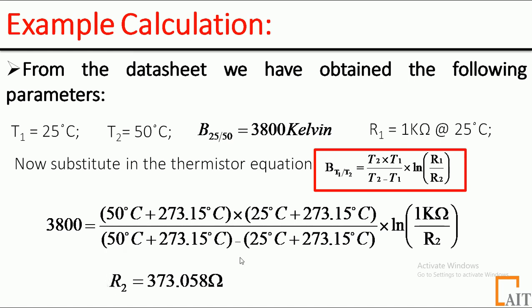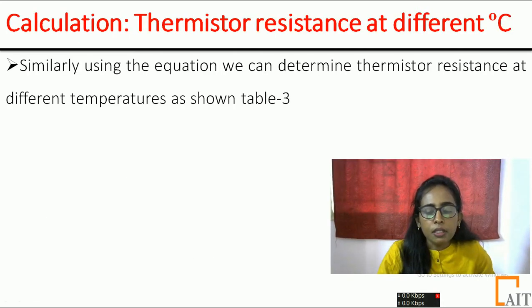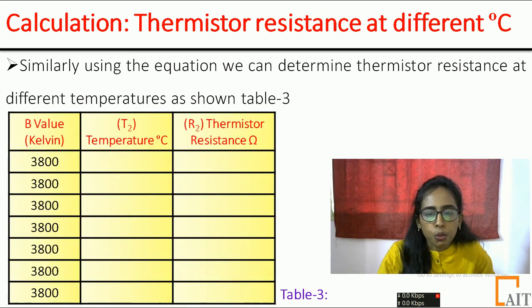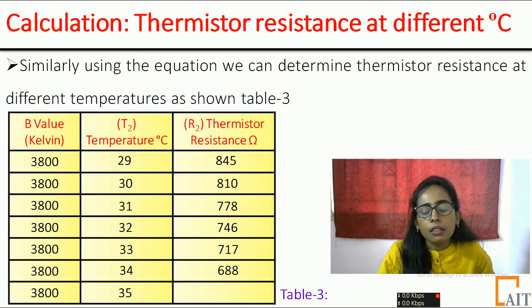After calculation, we have obtained R2 is equal to 373.058 ohm. Remember that once you're doing calculation, 50 degree centigrade and 25 degree centigrade must be converted to Kelvin. Just like the previous calculation, we've taken some more samples of different temperature values and shown them in table 3. We've taken temperatures ranging from 29 to 35 degrees centigrade, and we've obtained the different resistance values for the different temperatures.